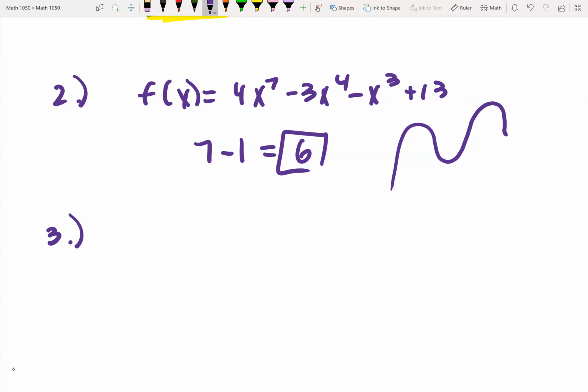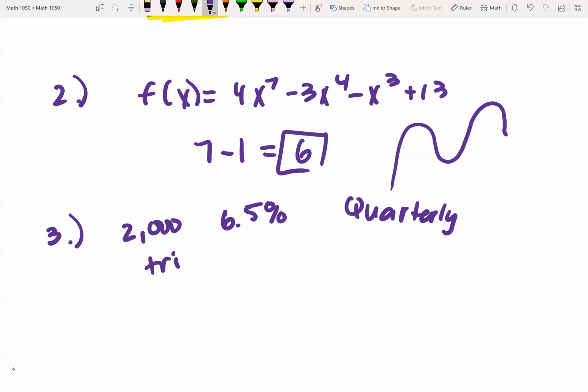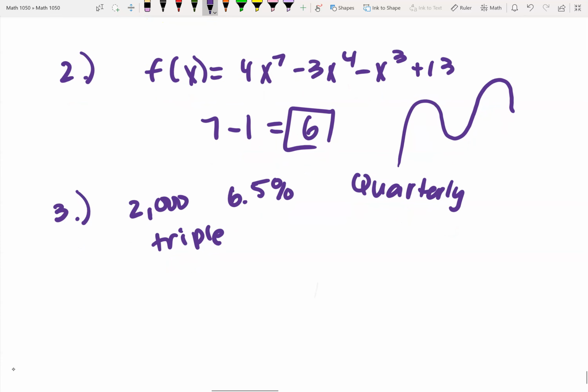Okay, number 3. So Nina wants to triple her initial investment of $2,000. Okay, so $2,000 is the initial, 6.5% annual interest, and it's compounded quarterly. Set up an equation. Do not solve for it to triple. So you guys read the directions. If it says don't simplify or don't solve, then stop. So just be really careful, okay?